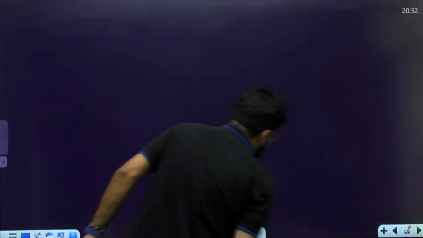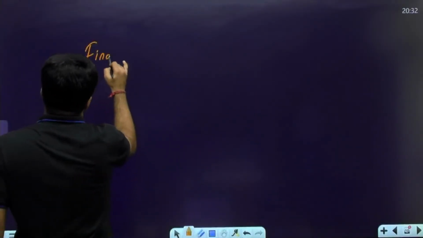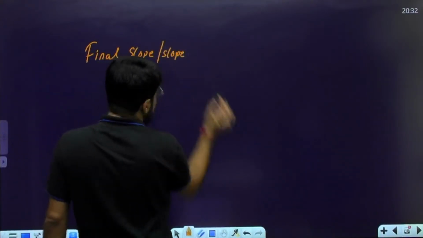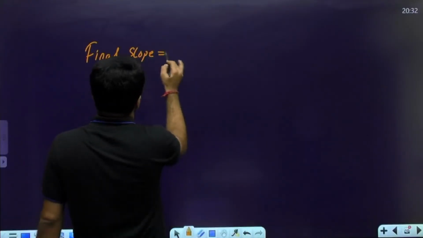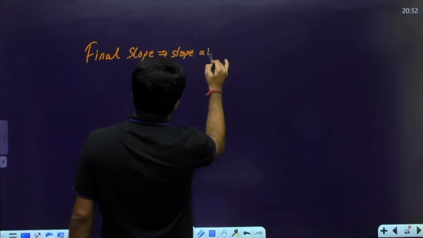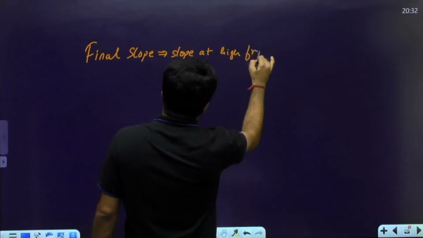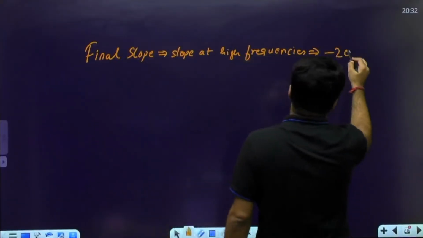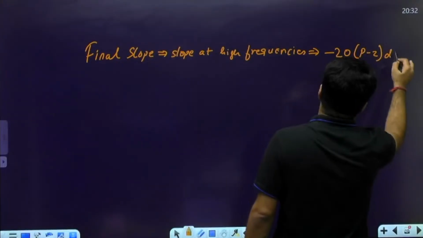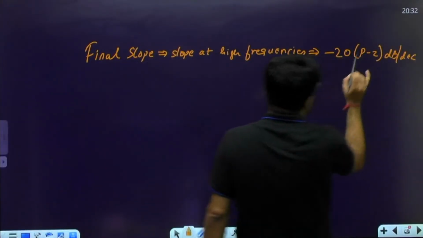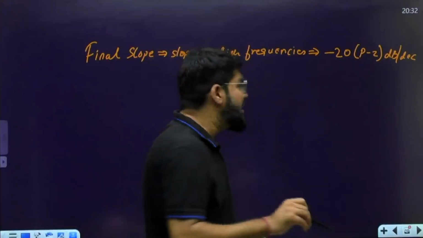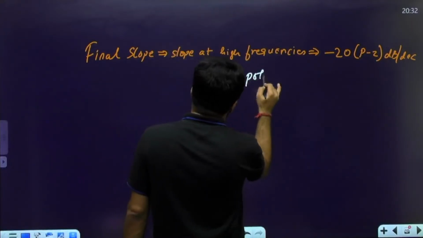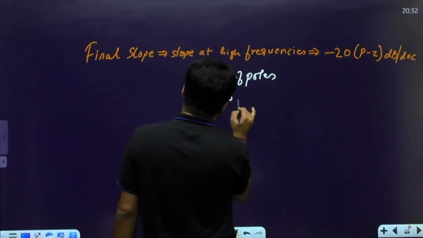So what is that final slope? Final slope is also known as the slope at high frequencies, the slope as omega tends to infinity. And that final slope is given by the formula -20 into (P minus Z) decibel per decade. Here P is the number of poles and Z is the number of zeros.